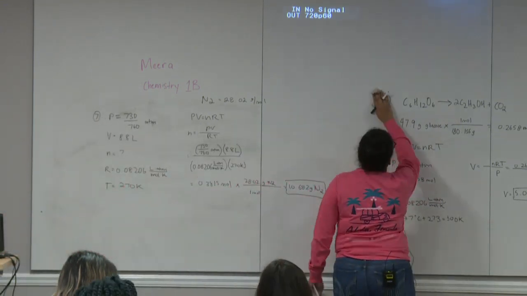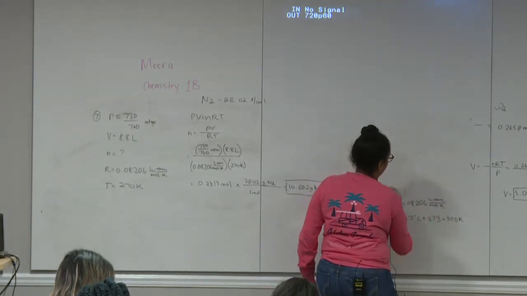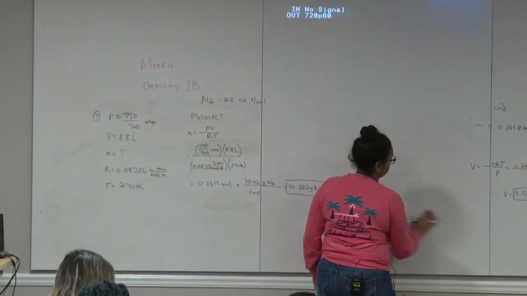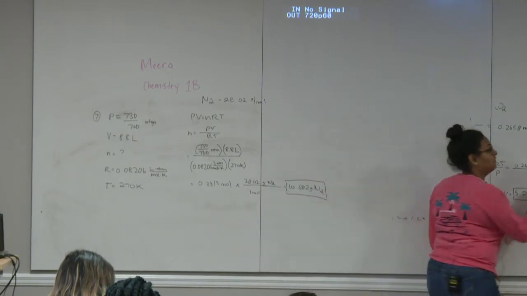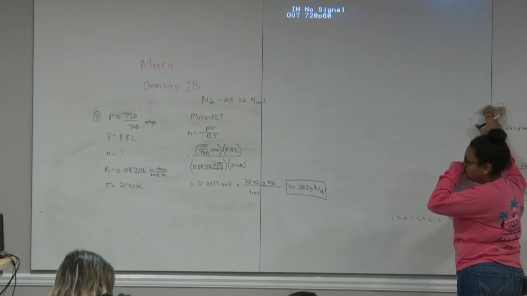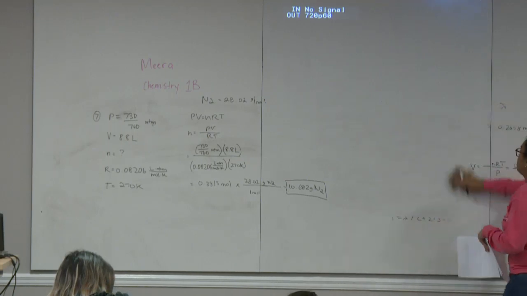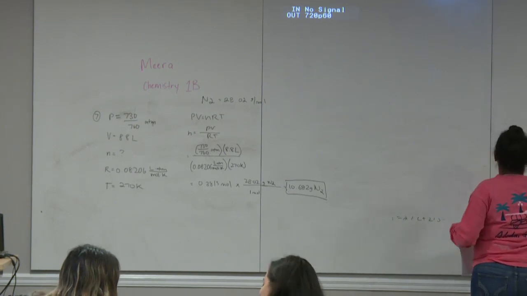Okay. Are there any questions on that one? The conversion factor is 1 atm over 760 mmHg. Yes, 1 atm is 760 mmHg. Yep.